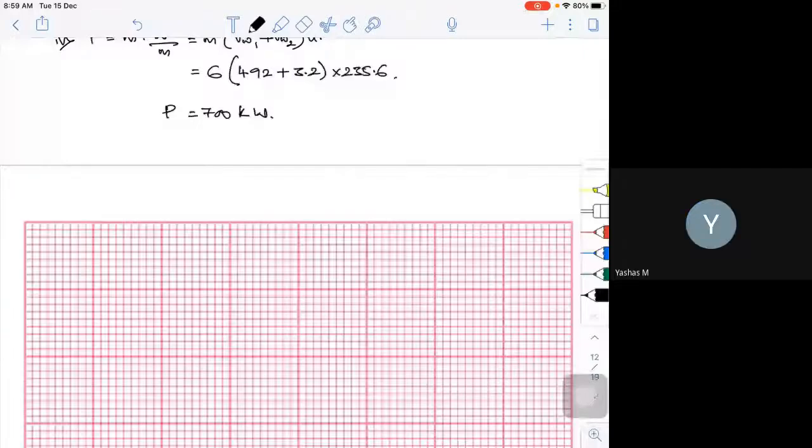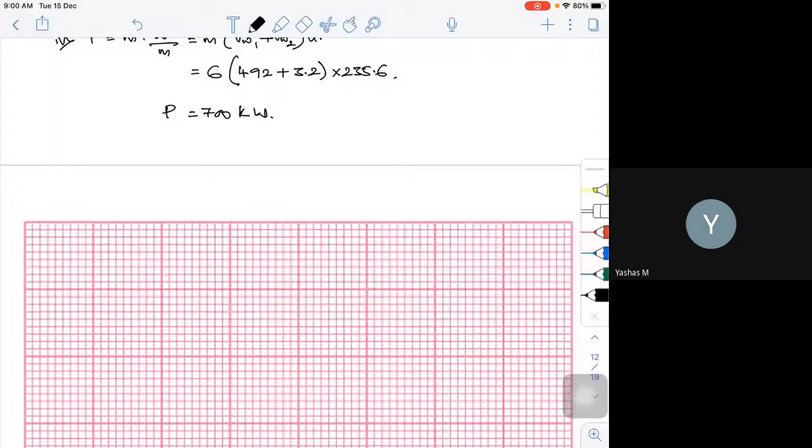So for this you need a graph sheet. Okay, fine. So the problem statement is the same thing. We are supposed to find the blade angles beta 1 and beta 2, and the whirl velocities VW1 and VW2, and once you find all those things, you can find the corresponding power and so on.